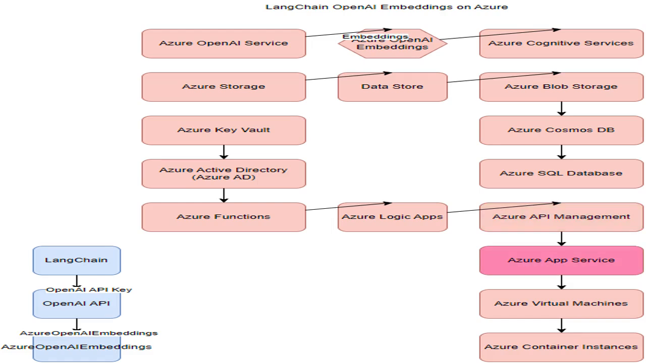Azure App Service provides authentication and authorization. Authenticates and authorizes access to Azure App Service. Azure Virtual Machines provides authentication and authorization. Authenticates and authorizes access to Azure Virtual Machines. Azure Container Instances provides authentication and authorization. Authenticates and authorizes access to Azure Container Instances.